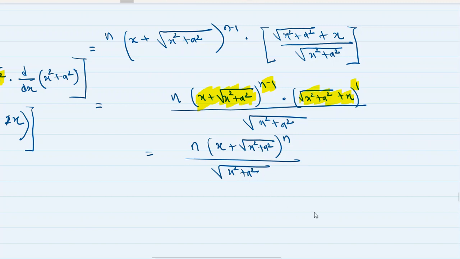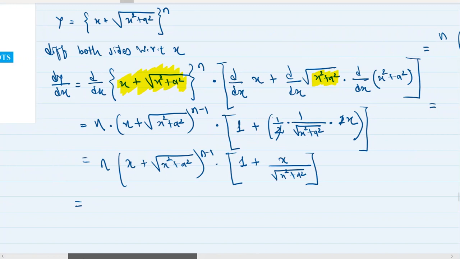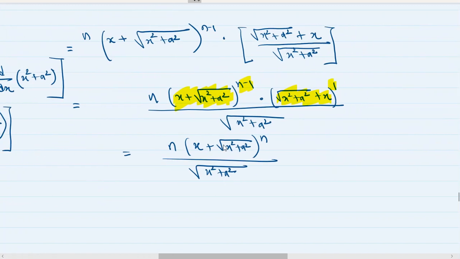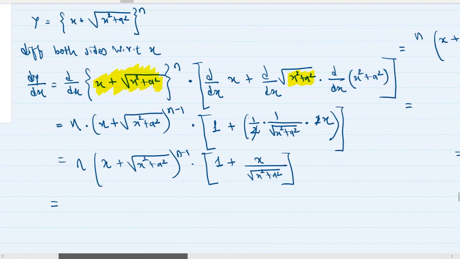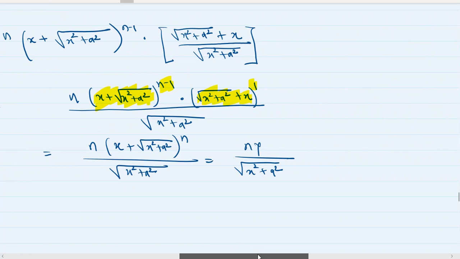Now what do we have to prove? We have to prove dy by dx is equal to ny. Do we have y over here? What is y? y is equal to (x plus under root of x square plus a square) raised to n. Yeah, we have that. So this is nothing but ny the whole upon under root of x square plus a square. This is your dy by dx. Yeah, so we have proved it. I hope you understood it.